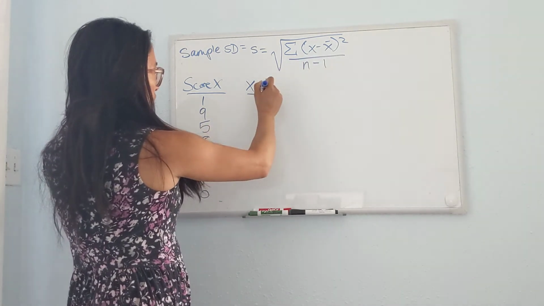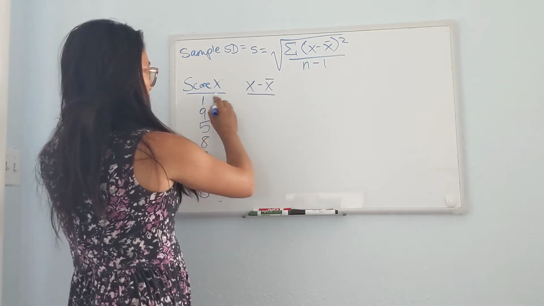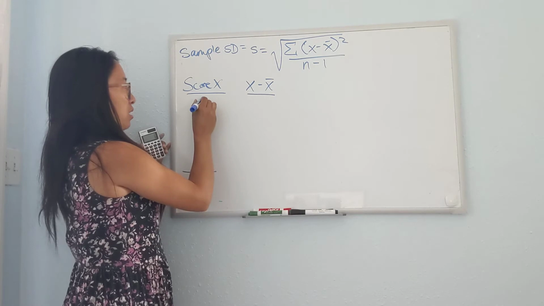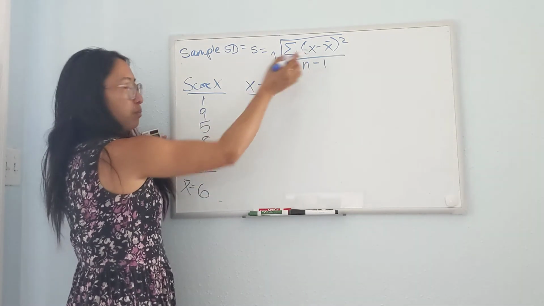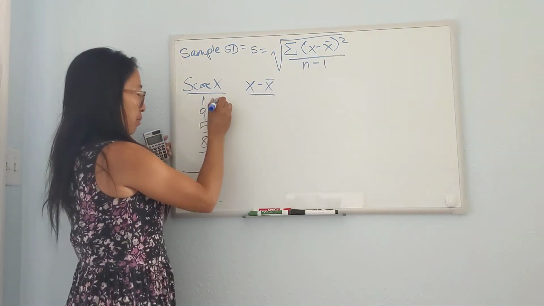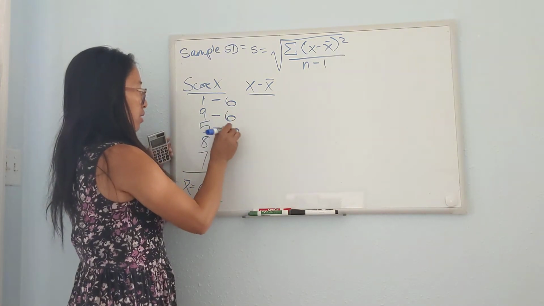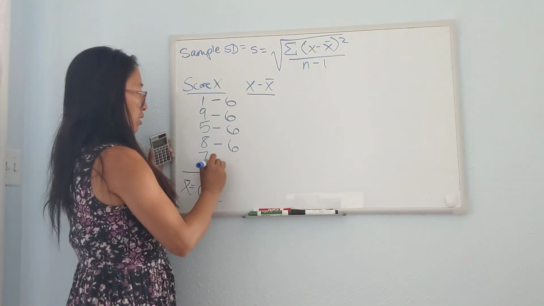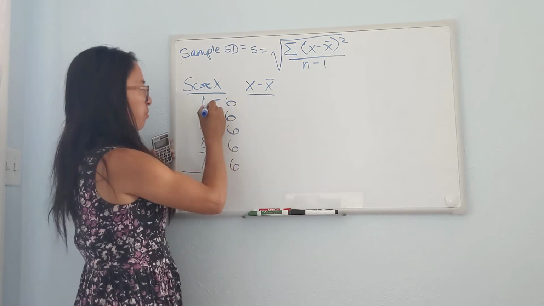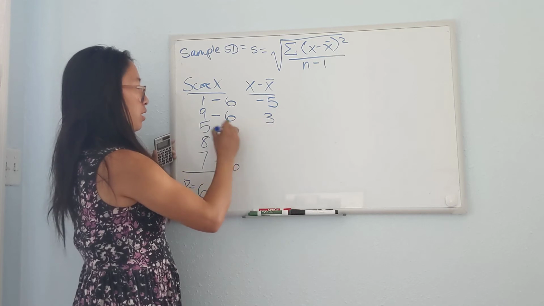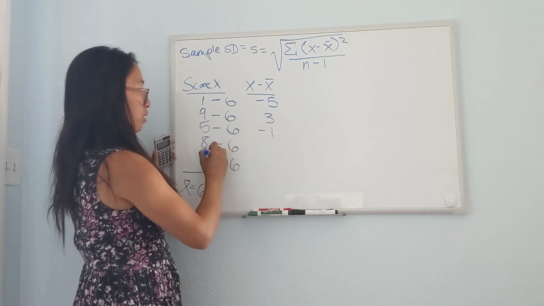And then I already pre-wrote x minus x bar here. So I'm going to calculate all the x minus x bars. An x is the data point, okay? So I'm going to do 1 minus 6, then 9 minus 6, 5 minus 6, 8 minus 6, and 7 minus 6, okay? So 1 minus 6 is negative 5. This is 3.